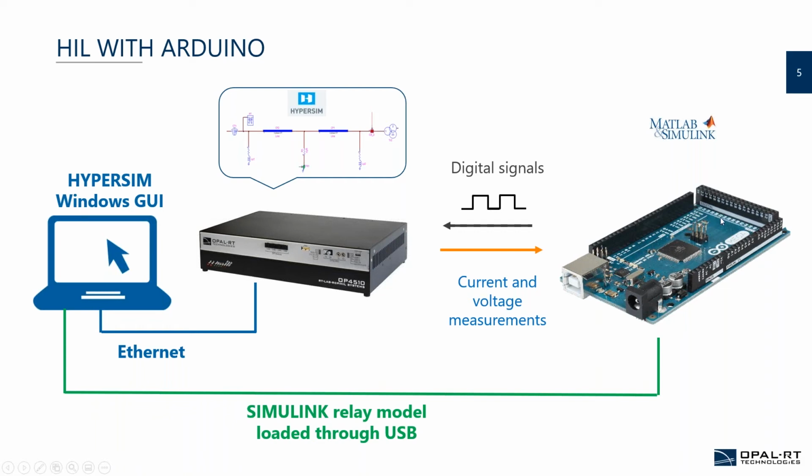And then I have my relay model in the Arduino card. And if I remark that I have a very big value of current, it means that I have a fault, then I will send the digital signal to the breaker that is simulated on my OPAL simulator in order to open the line. So this is our configuration today. And we're going to see in detail all the information about the configuration of this hardware unit.